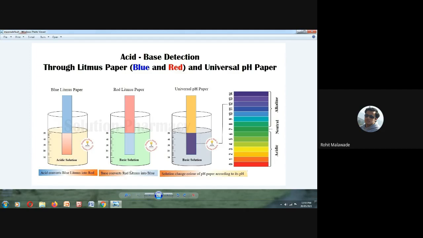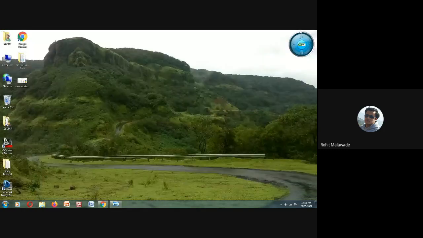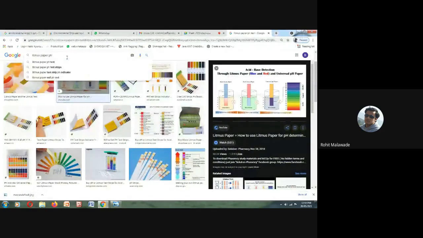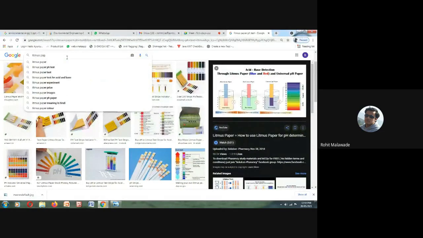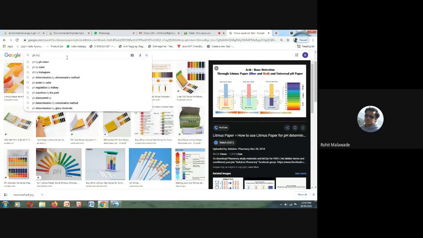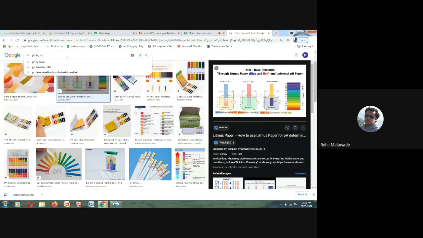Okay, now this is how your litmus paper test helps in order to determine the acidity of the water. Now the electrometric method, there is one more method where you determine the pH of a sample by your electrometric method, or you can say conductometry method. Okay, electrometric method.